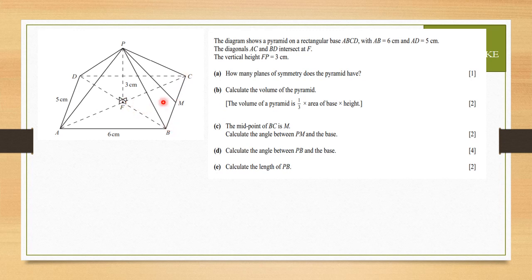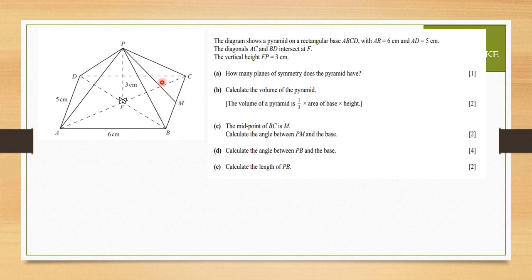Then the first thing is that FMB creates a right angle triangle, with the right angle at M. Using Pythagoras theorem, you can find the length FM. FB is half the length of the diagonal DB, which is root 61 over 2. MB is half the length of the line BC, which is 2.5. With Pythagoras theorem, you can find the length FM as 3 centimeters.